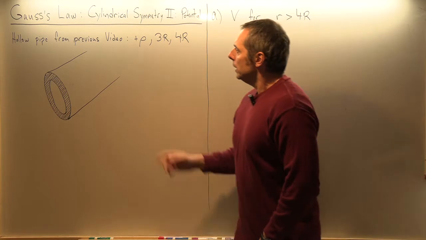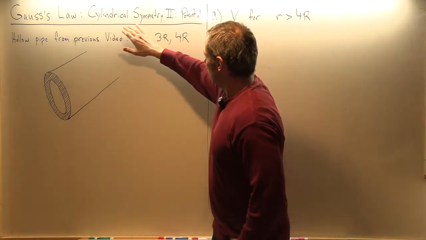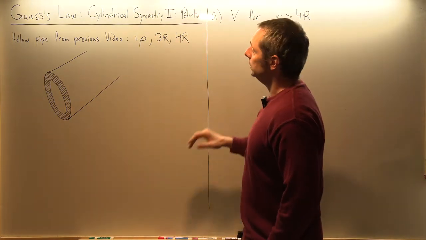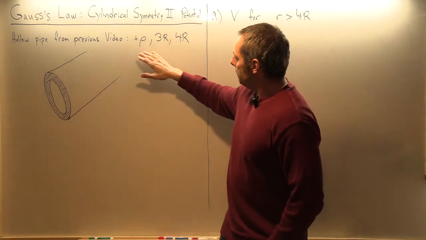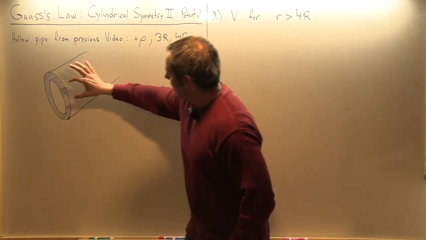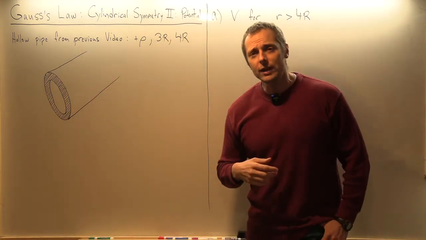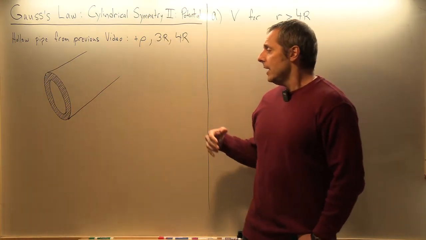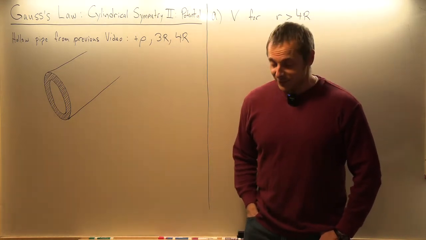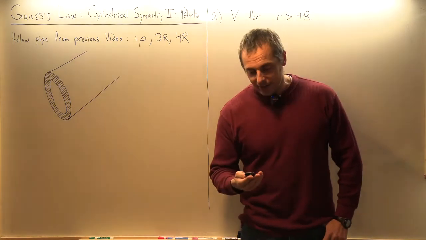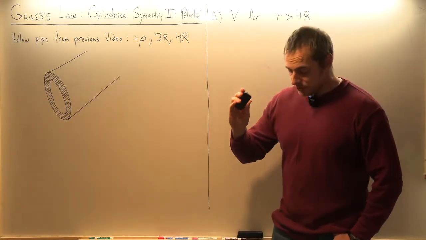Here's the title for today: Gauss's law, cylindrical symmetry to potential or voltage. We're going to take the example from yesterday's video, the hollow pipe of a certain charge density rho, inner radius 3R, outer radius 4R. Instead of making this a really long video and re-deriving those electric field expressions, I'm going to use yesterday's video again. But you'll be happy to know that I've modified my time machine.